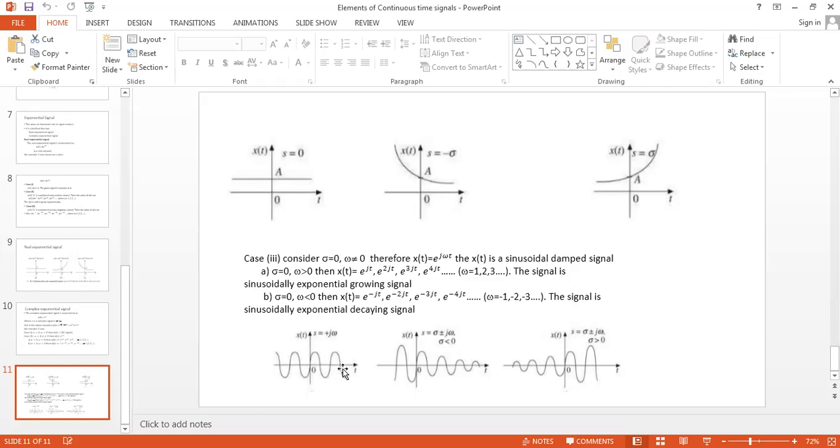So this is the sinusoidal case when plus jω. This is when σ is less than 0, and then σ is greater than 0. Okay, so these are the three cases.